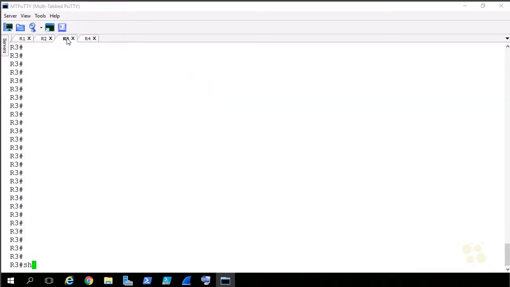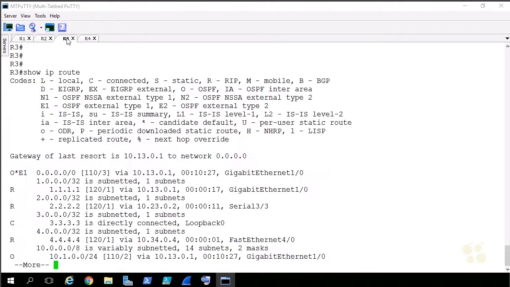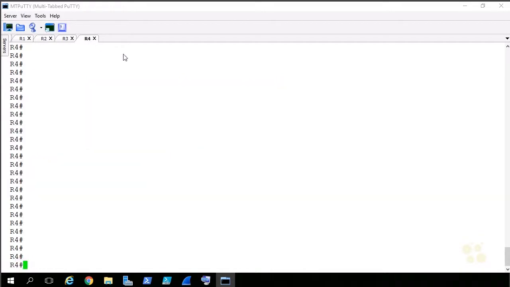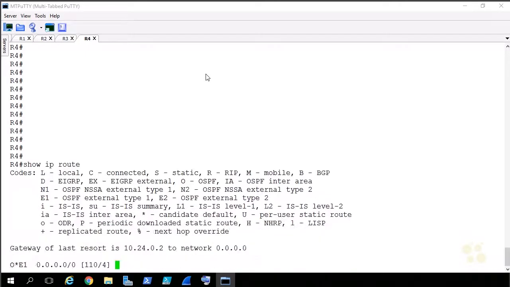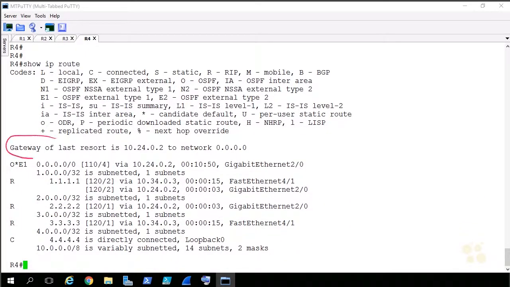So here on R3, we'll do a show IP route. And here's the OSPF learned route. Gateway of last resort is 10.13.0.1. And the last router we're going to check on is R4. So we'll make a road trip over to R4. We'll do a show IP route. Press enter. And R4 is using the next hop of R2 based on that last octet in our lab topology.